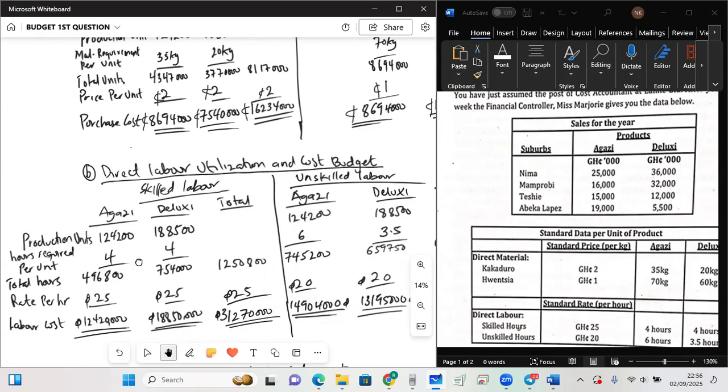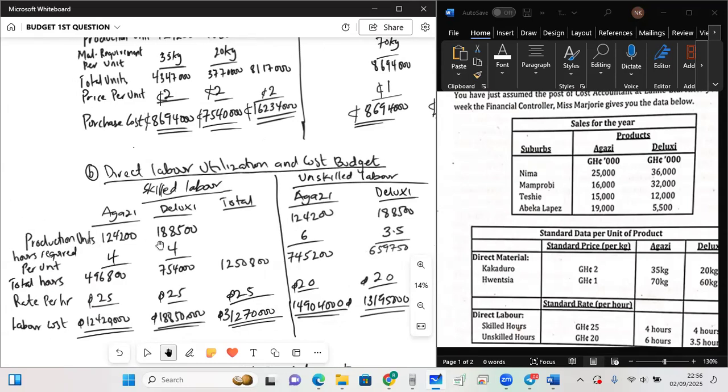So after doing that, we bring in the same units here as we are having here. Now, to produce 1 unit of Agazi, you will need what? 4 hours of skilled labor per unit. For the Luxy, 4 hours per unit as well. So when we multiply, we get the total hours that we need for Agazi, and the total hours that we need for the Luxy.